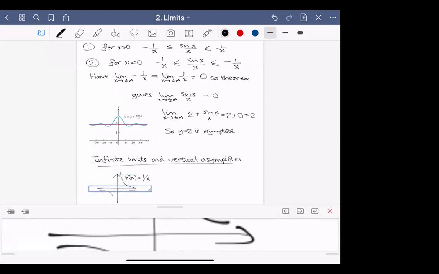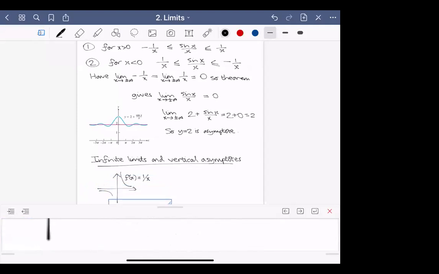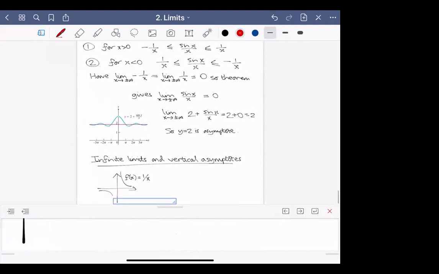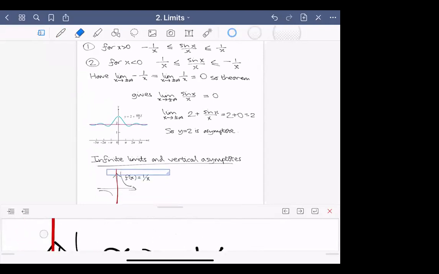So we've studied the horizontal asymptote. But now I want to understand also the vertical asymptote. So this vertical line where the graph approaches. As x goes to 0 and the values get very large, the graph approaches this vertical line. So that's also going to be a vertical asymptote.